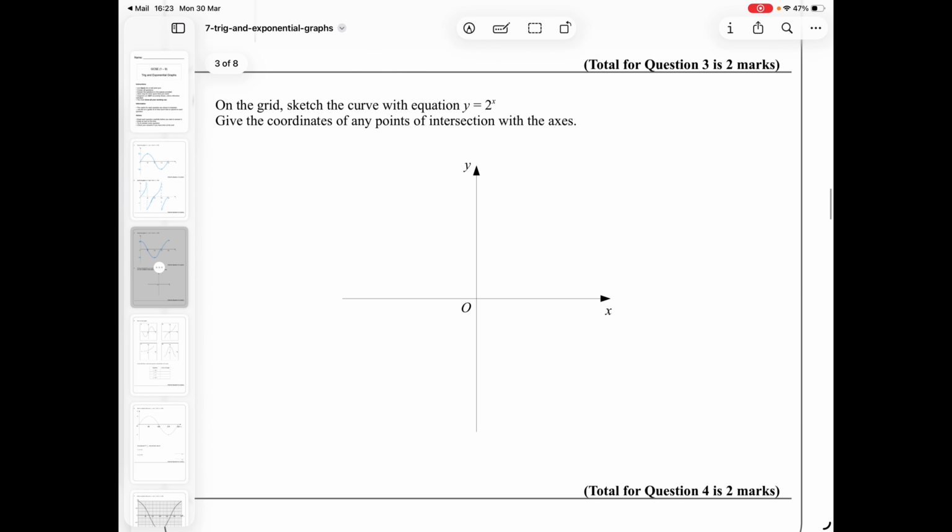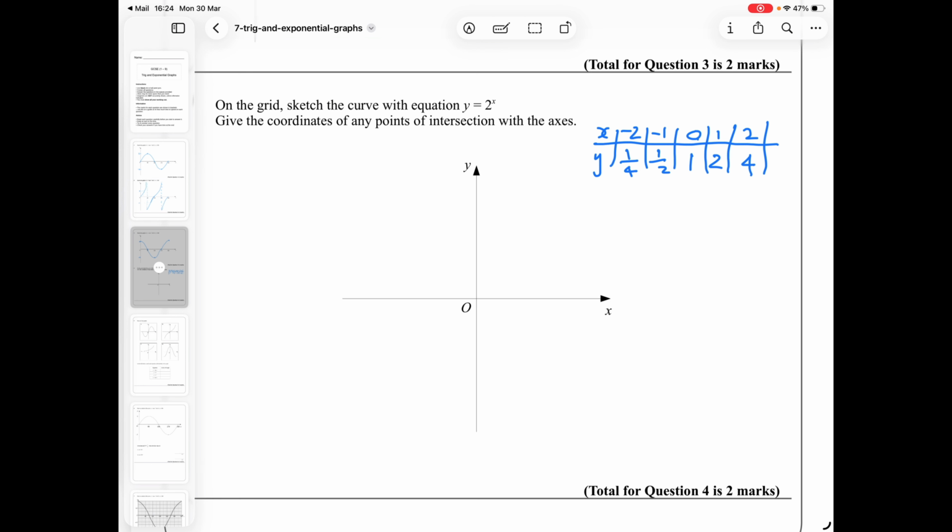Now on a grid, sketch the curve of the equation y equals 2 to the x. If I was going to do this, I just want to check that I wasn't getting it wrong. So I do -2, -1, 0, 1, and 2, and that will give me an idea of what to expect. So 2 to the power of 0 we know is 1, 2 to the power of 1 is 2, and 2 to the power of 2 is 4. 2 to the power of -1 means flip it, so it's going to be a half, or 0.5. And 2 to the power of -2 is 1/4.